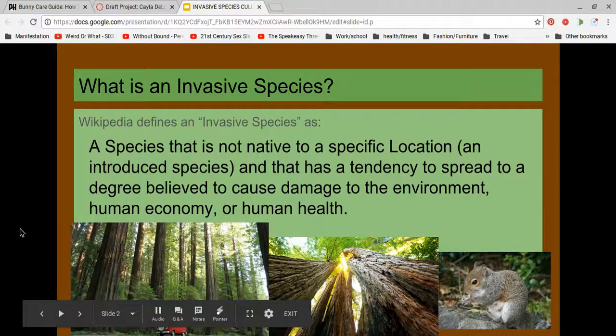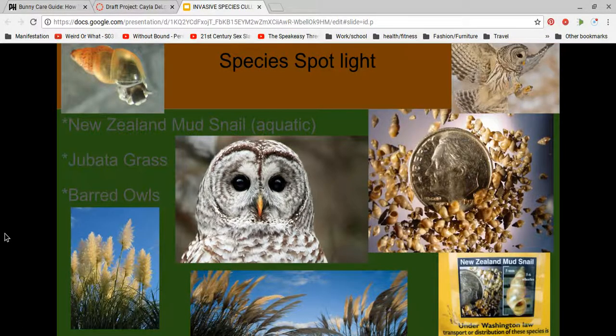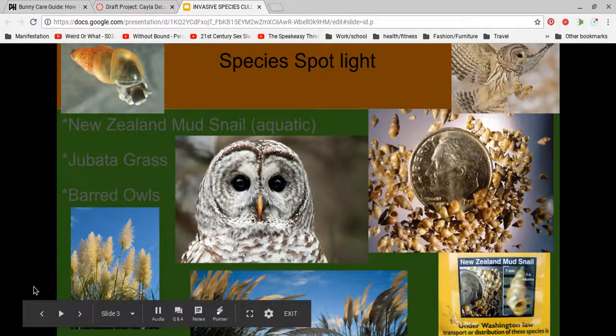Species that have been detrimental specifically to our redwoods are mud snails, barred owls, and plants like jubata grass, which are taking over and outcompeting existing species. To combat these invasive species, new tactics must be implemented on culling such species and preventing future generations from taking root.